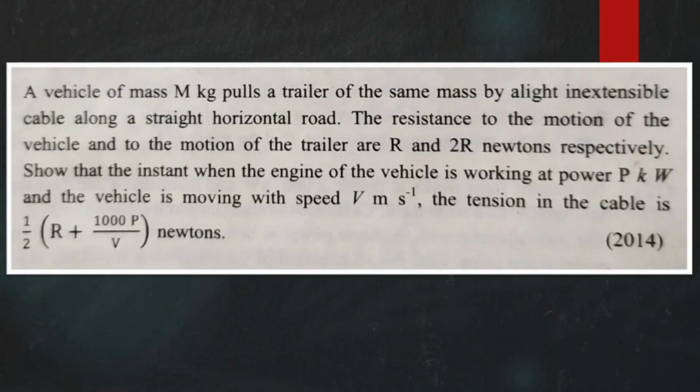Okay children, the next example. A vehicle of mass m kilogram pulls a trailer of the same mass by a light inextensible cable along a straight level road. The resistances to the motion of the vehicle and the trailer are R and 2R newtons respectively. Show that at the instant when the engine of the vehicle is working at the power P kilowatt and the vehicle is moving with the speed V, the tension in the cable is this one. Right, so we just need to find that tension.